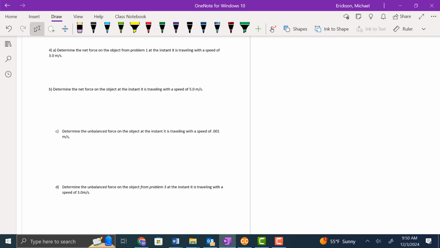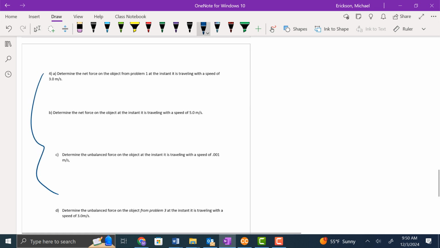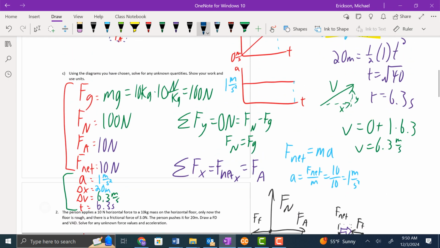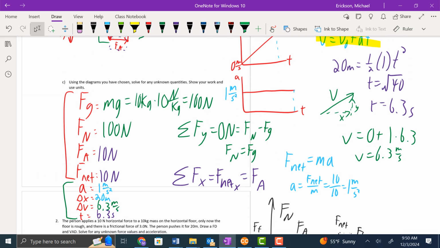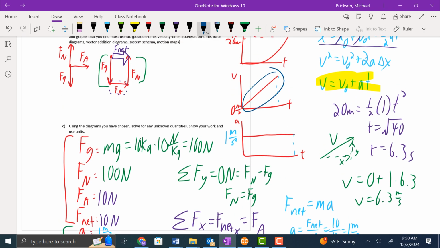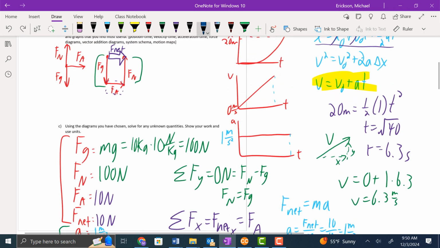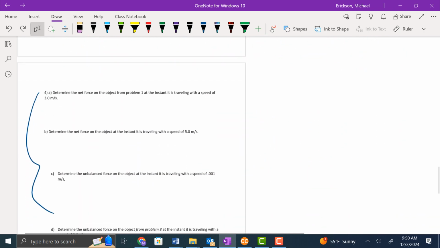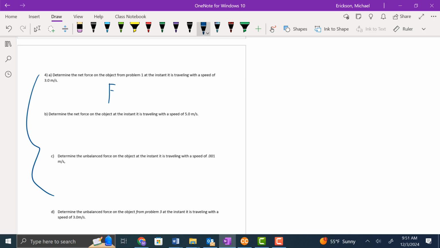What was the net force? So we're looking at problem 1. So all these are problem 1. They ask us, what is our net force in order to travel with a speed of 3 meters per second? Well, if I go back to problem 1, essentially my net force was 10 newtons. And it was 10 newtons this entire time. Unless I detected my acceleration changing, which there's no reason to think it was changing, I can assume, okay, well, my Fnet was 10 newtons.